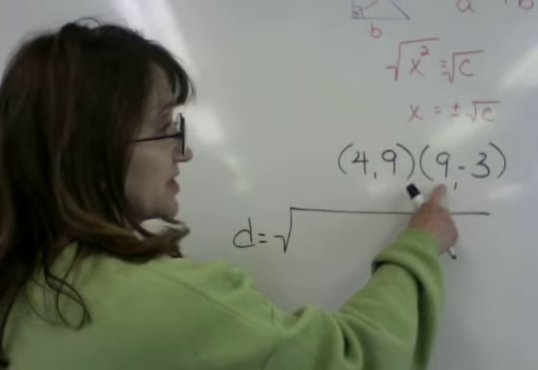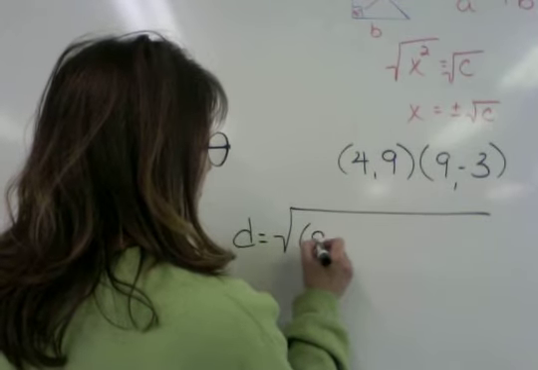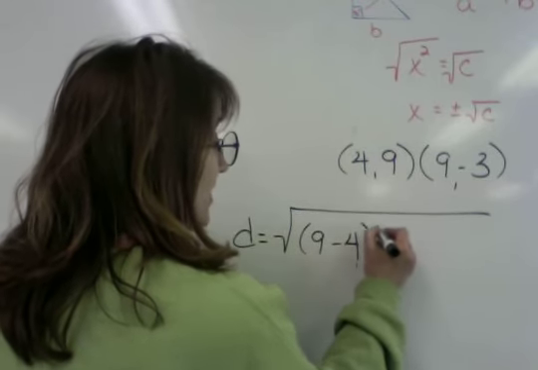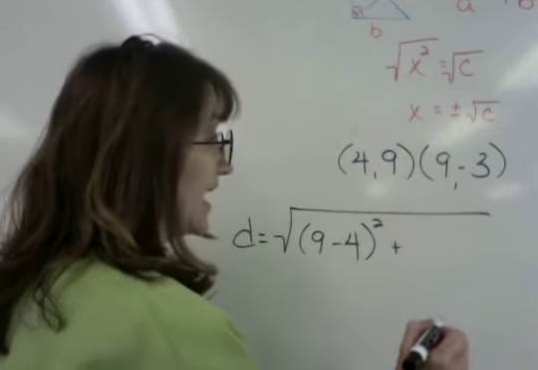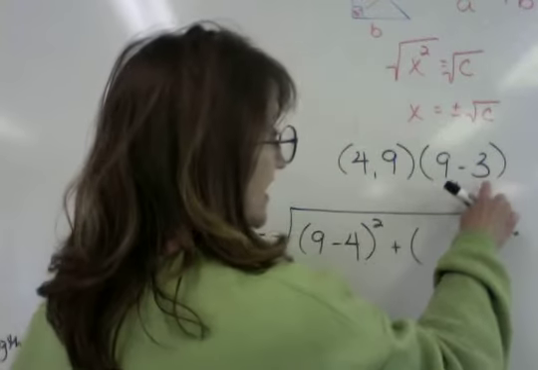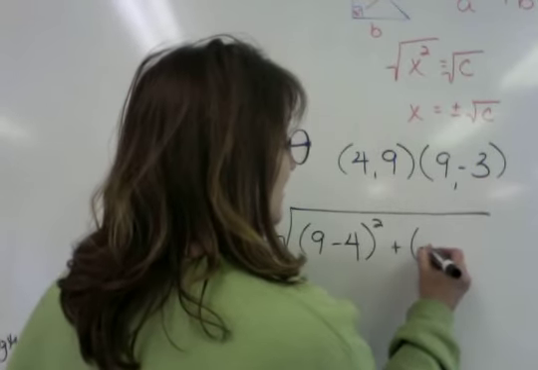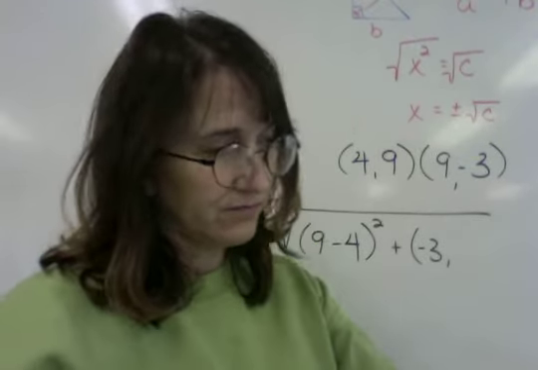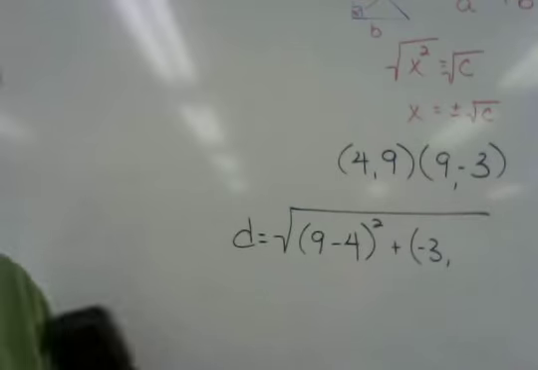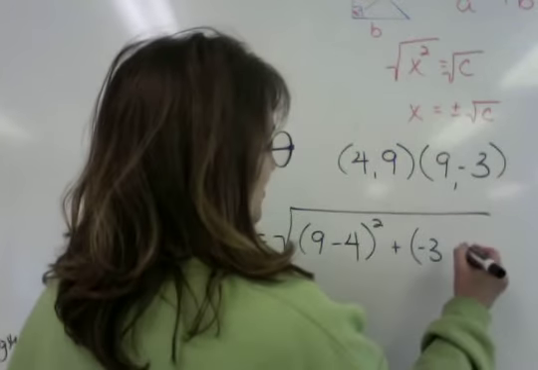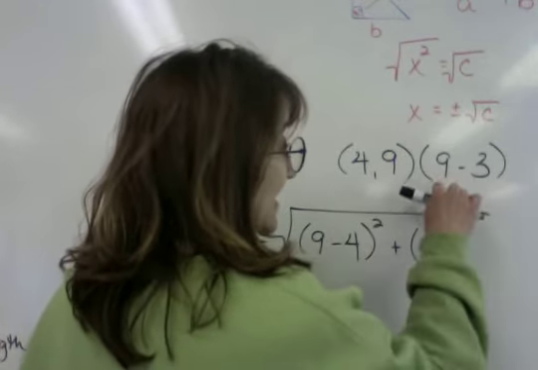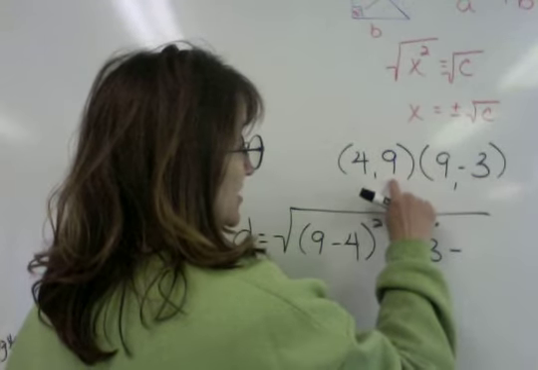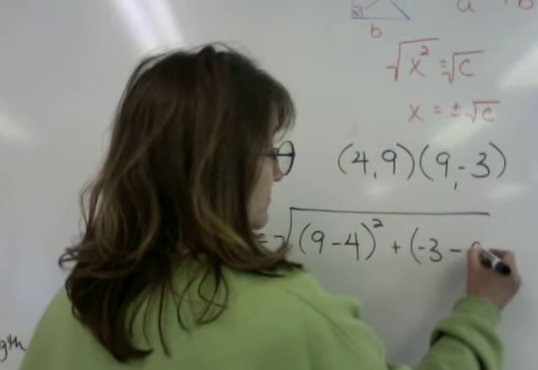I'm going to use the second x, which is 9. And I'm going to subtract the first one, which is 4. And that's going to be squared. Then I'm going to add that to the second y, which is a -3. And the first y, hold on here, I had an eraser and I lost it. And then I'm going to subtract the first y right there.